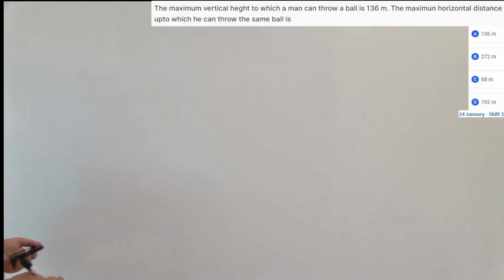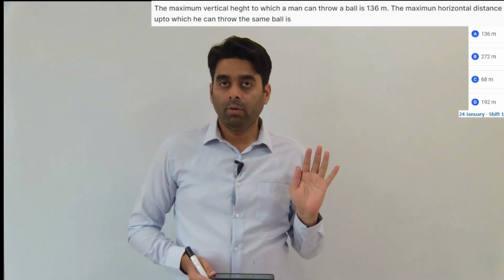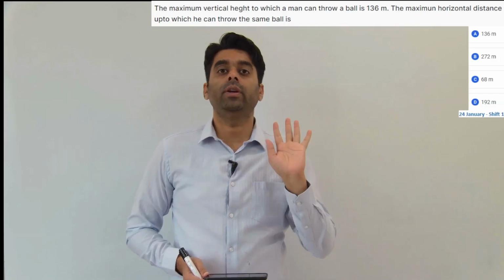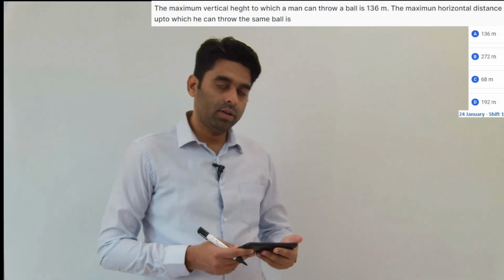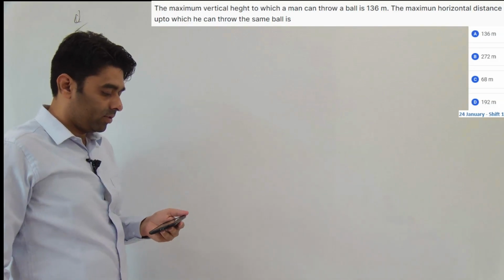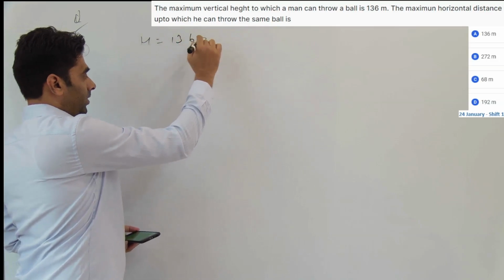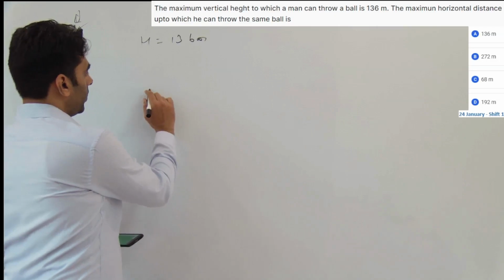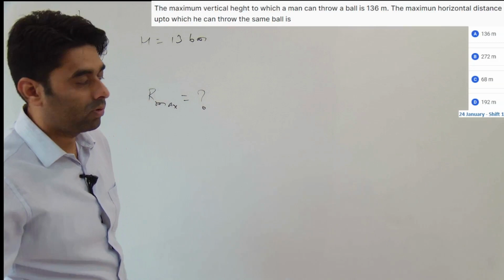So the next question is, up till now the questions that we have done are all kinematics, motion in 1D questions. Now we'll be discussing kinematics, motion in 2D questions, mostly projectile questions. The question is: the maximum vertical height to which a man can throw a ball is 136 meter. The maximum horizontal distance up to which he can throw the same ball, that is the range max, if the same person, that means with the same speed, is trying to throw, what is the range max?